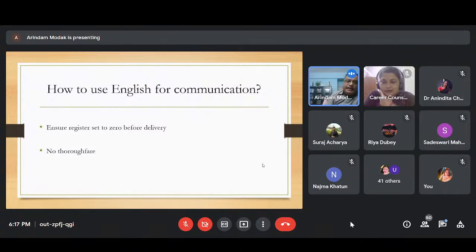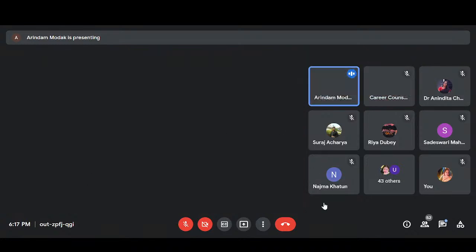So we have to remember this. We need not show our pedantry. That means we do not want to show our knowledge of English, but we need to communicate. We need to share something with our fellow human beings. Language has a basic purpose: the basic purpose of using any language is communication. If you cannot communicate using a language, then that language will gradually fall into disuse. People will no longer use that language.